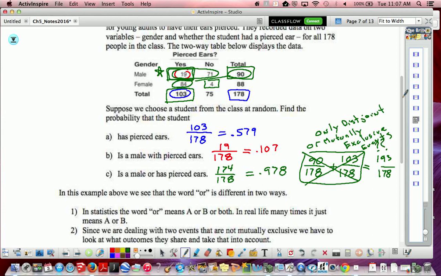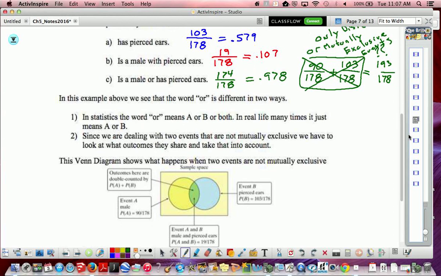In probability, and this is very important, when we talk about the word "or," there are a couple of things you need to take into account. In statistics, the word "or" means A or B or both. But in real life, it just means A or B.